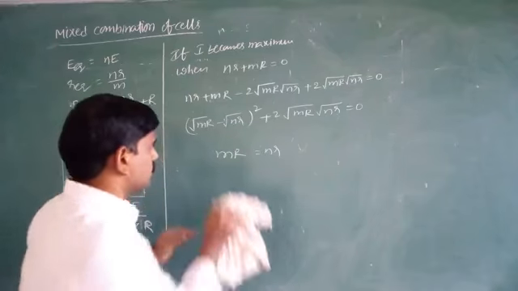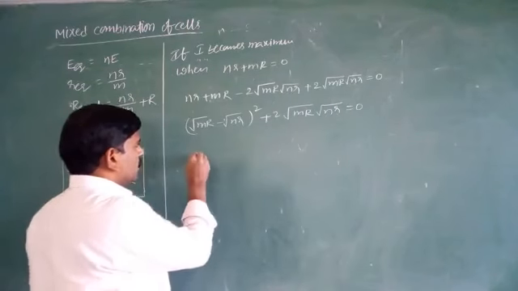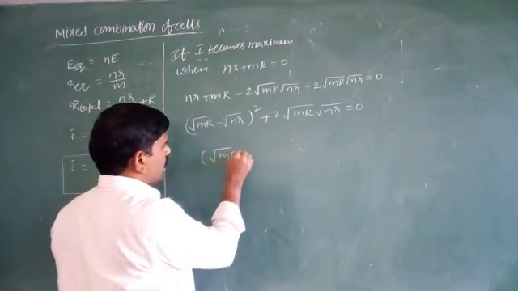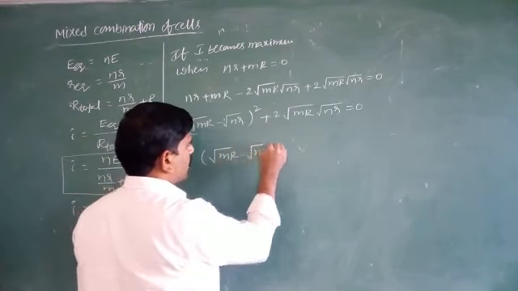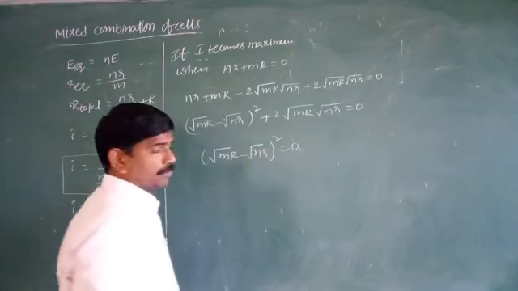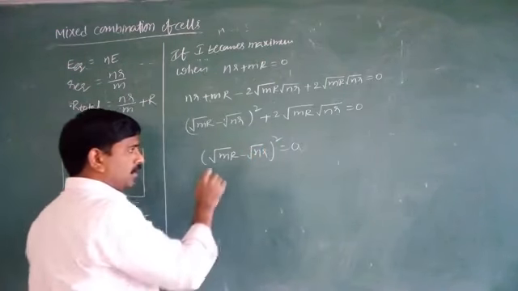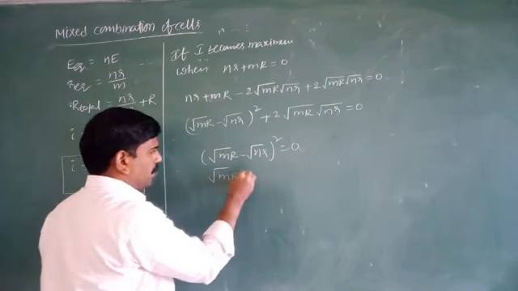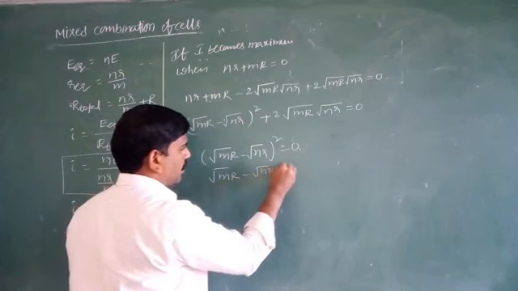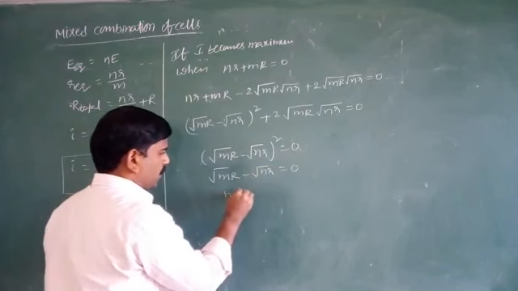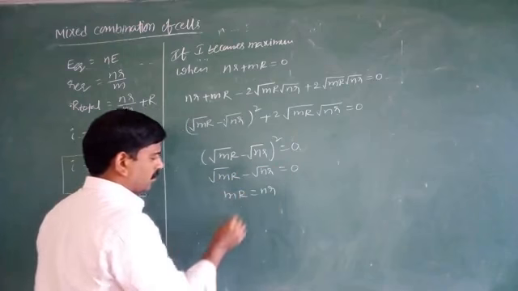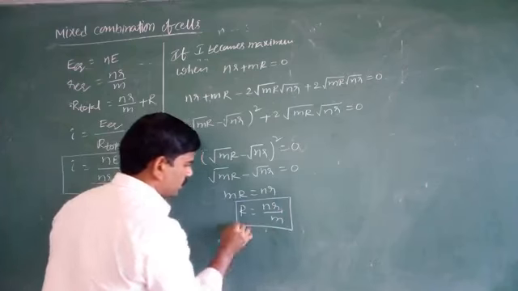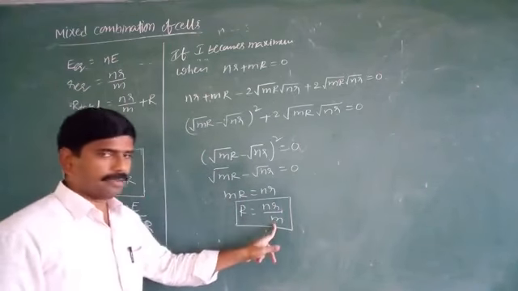So for that, square root of mR minus square root of nr whole square is equal to 0. So when square root of mR minus square root of nr is equal to 0, therefore mR is equal to nr. Therefore R is equal to nr by m.